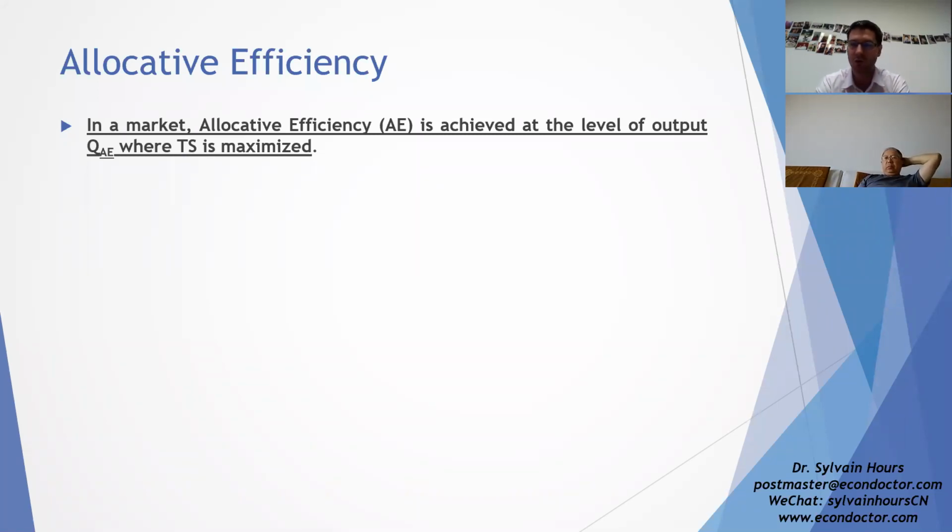We produce a certain level of output such that total surplus is maximized, which means that if we produce more or if we produce less, total surplus would be lower. That's it.